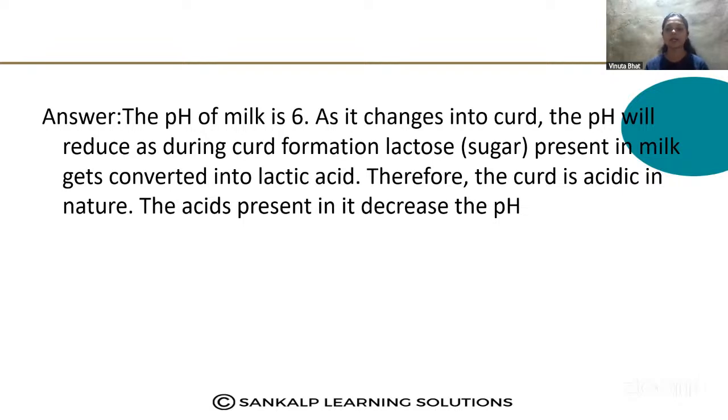So what happens during curd formation? The lactose sugar present in the milk is converted into lactic acid, okay? The sugar is converted into lactic acid. Therefore, the curd is acidic in nature. So the curd is more acidic, not 6. 6 is nearer to neutral, right? But the curd contains lactic acid, so that is more acidic compared to the milk. The acids present in it decrease the pH. The lactic acid decreases the pH. So the pH will be less than 6.